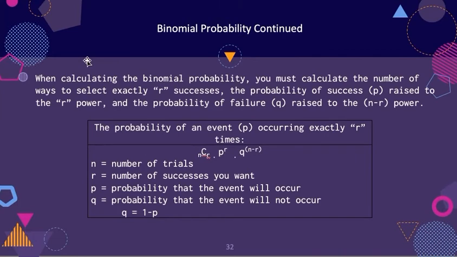When calculating the binomial probability, you must calculate the number of ways to select exactly r successes. The probability of success is p raised to the r power, and the probability of failure, q, is raised to the n minus r power. n is the number of trials, r is the number of successes you want, p is the probability that the event will occur, and q is the probability that the event will not occur, which is 1 minus p.